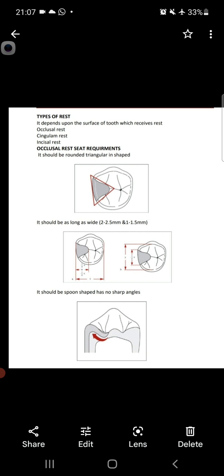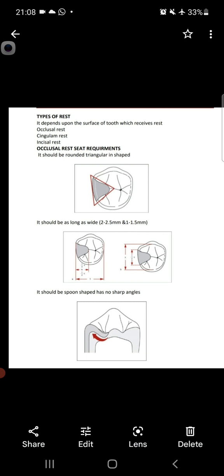It should be as long as wide, 2 to 2.5 mm in width and 1 to 1.5 mm in depth. It should be spoon shaped, with no sharp angle. Now in MCQs, if they ask the occlusal rest seat requirement, meaning the shape, it will be rounded triangular, and the width and depth, and it should be spoon shaped with no sharp angle.